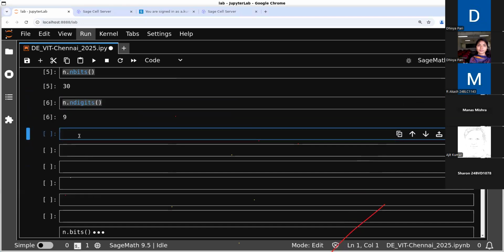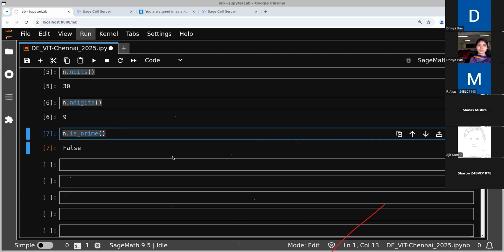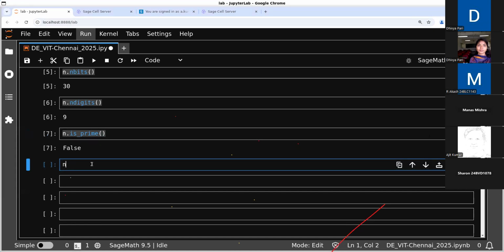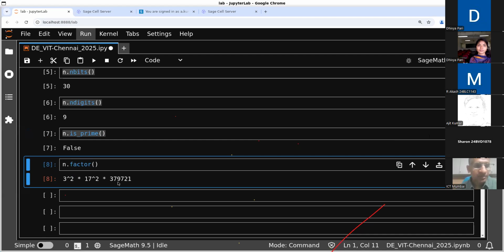Somebody said whether it is a prime number. So if I say n dot is underscore prime, that is how the method is defined here. Is stands for you're asking a question, right? And then prime. So it says that it is not a prime number. If it is not a prime number, you would like to know what are the factors. So I can say n dot factor. So this says that this has 3 square, 17 square, and 379721. Okay, these are the factors.